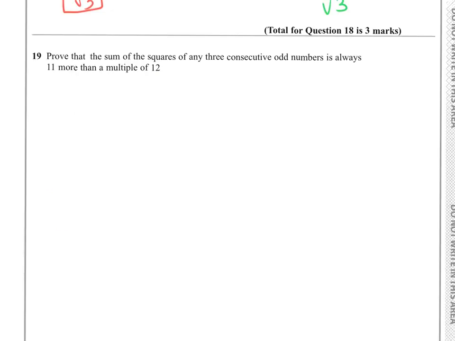Question 19. We've got to prove that the sum of the squares of any three consecutive odd numbers is always 11 more than a multiple of 12.